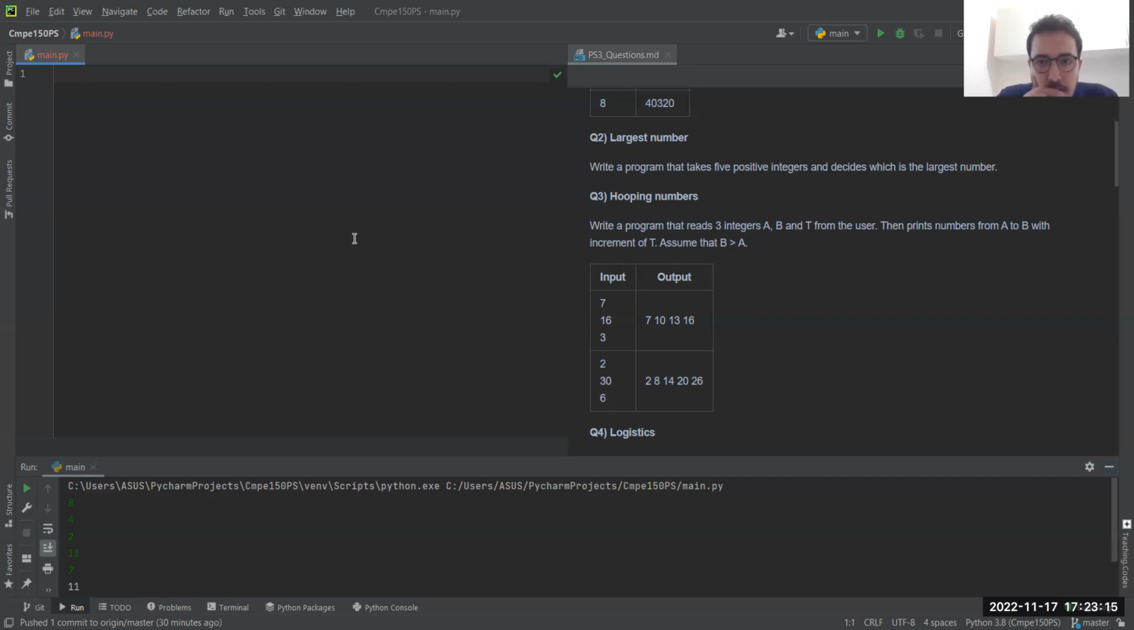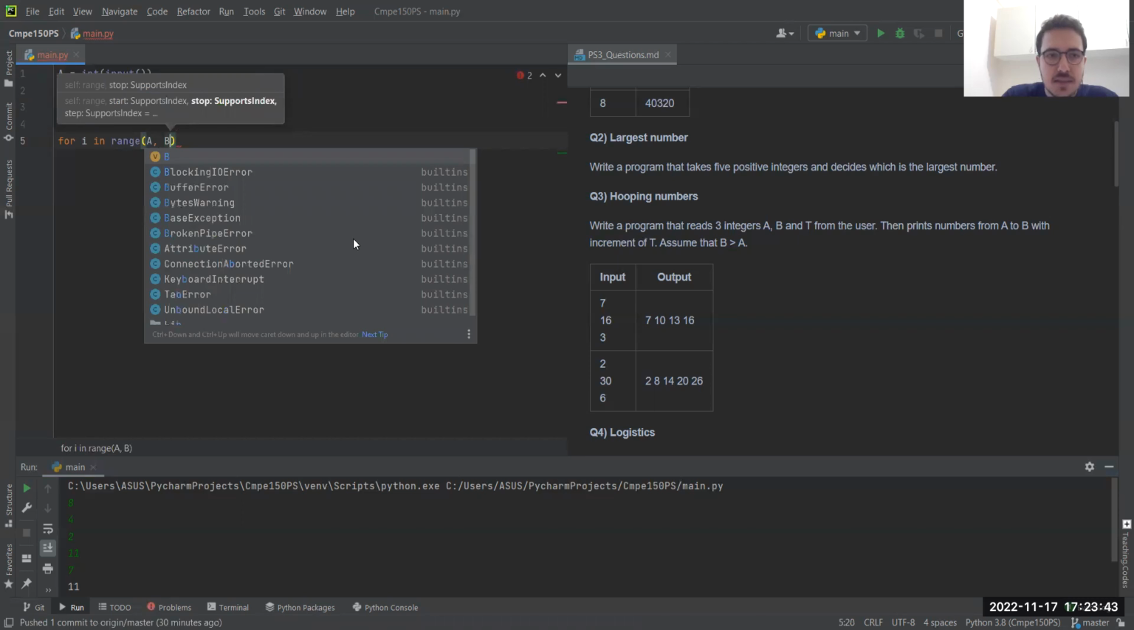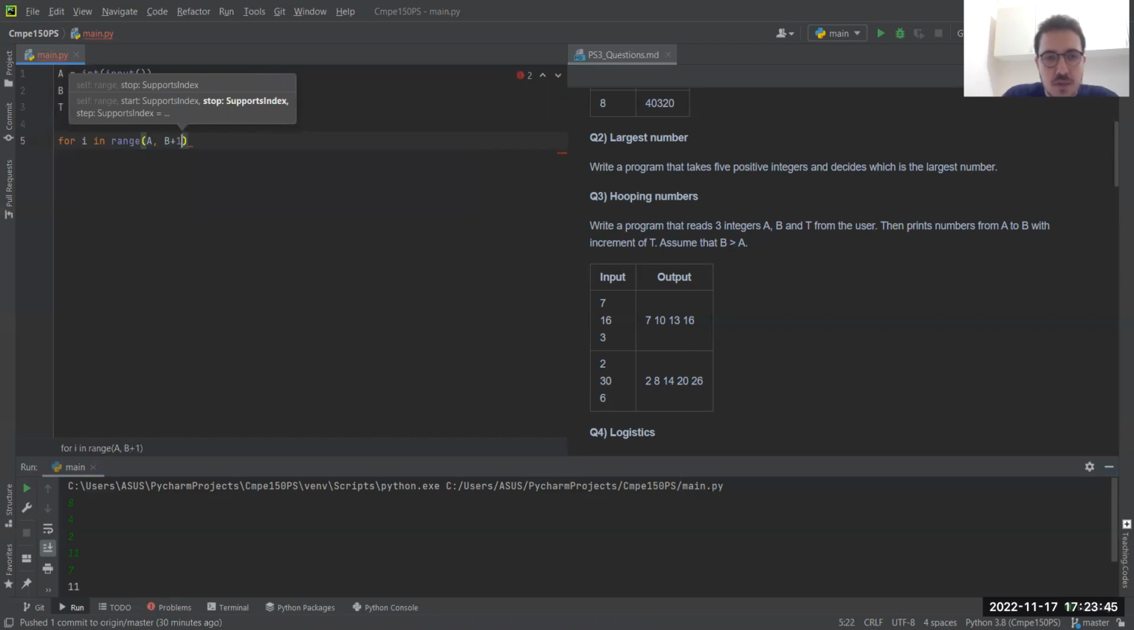So for example, I can first take the a integer as an input, and then the b as an integer input, and then the increment t as an integer input, as you can see. And I am just writing a for loop for all this operation in range. So we will start from a and we will end at b, but we should write here b plus 1 because it counts until b plus 1 and including b.